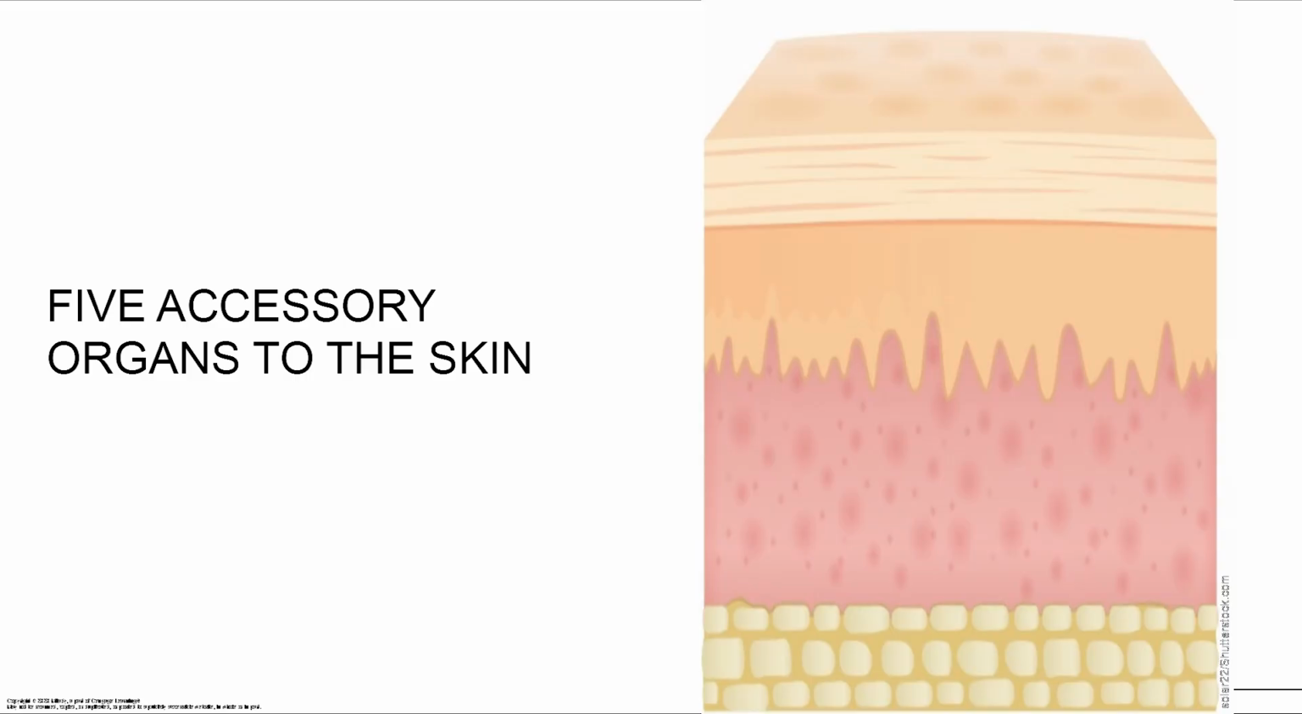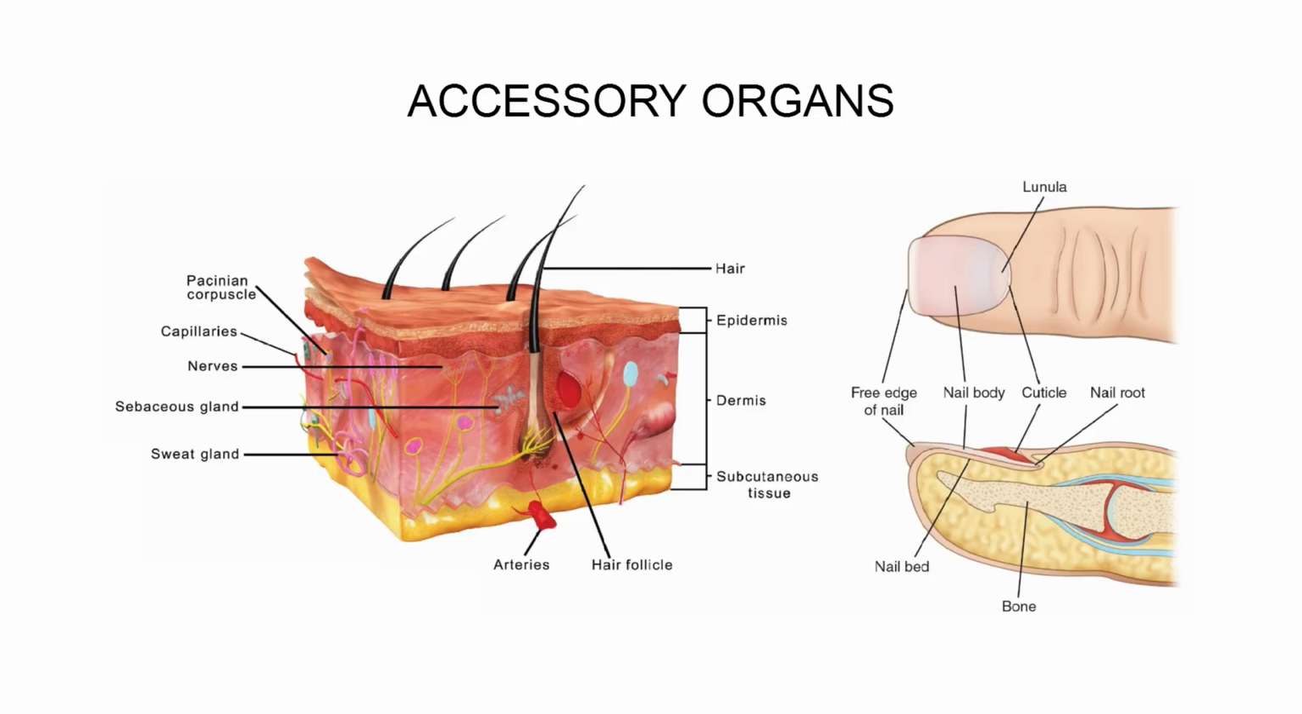So we've talked about the different body systems. Now let's break them down. The integumentary system we know is the largest organ of the body. It has 5 accessory organs. Those would be the sensory receptors, the hair, the nails, oil glands, and sweat glands.